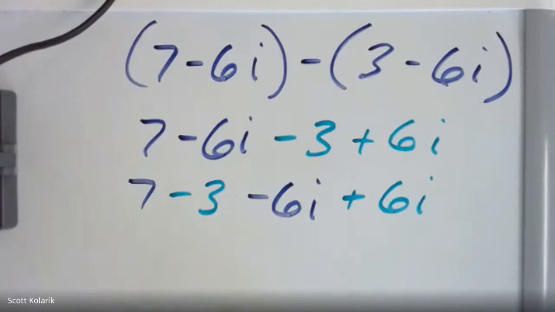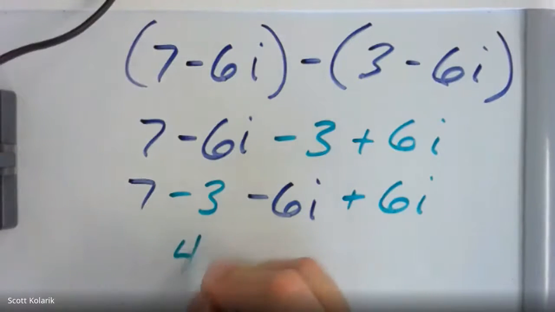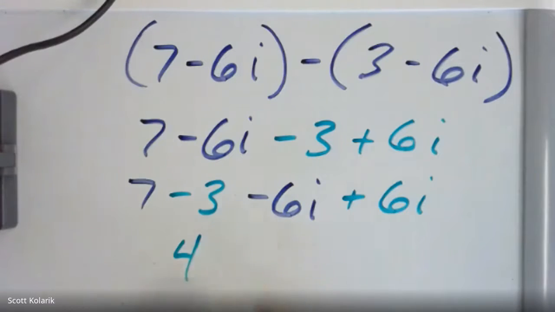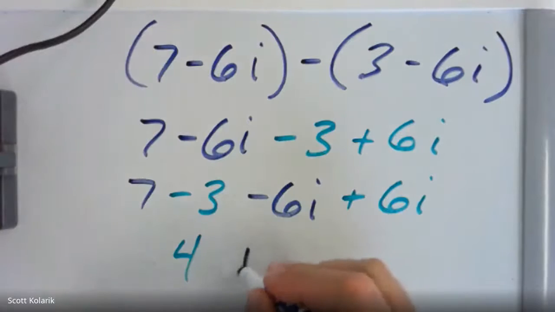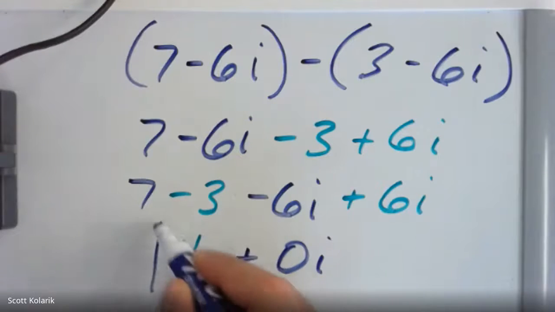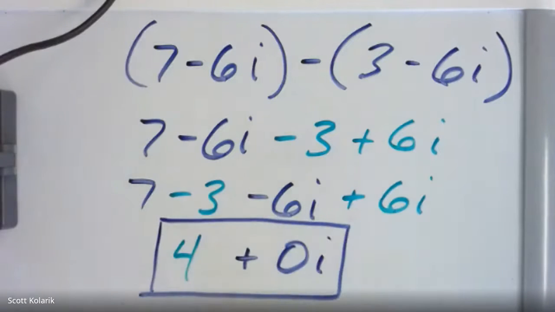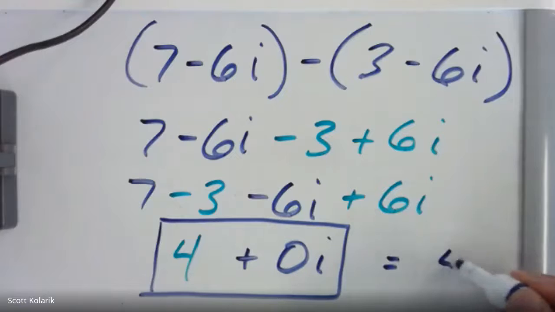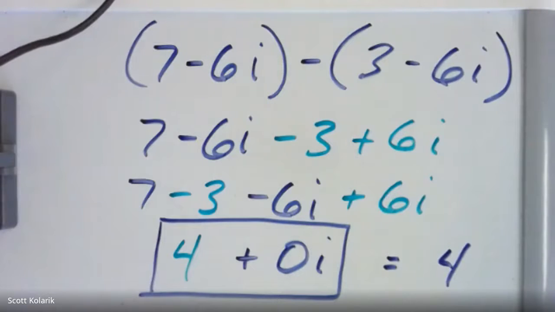But let's wrap this up. 7 minus 3 gives me 4. That's my real number. And then negative 6i plus 6i does give me a result. It just happens to be plus 0i. Technically, this is the complex solution. But it's also worth noting that 0 times i is just 0. In other words, my solution here can also be just written as 4. Both of these are the same thing.